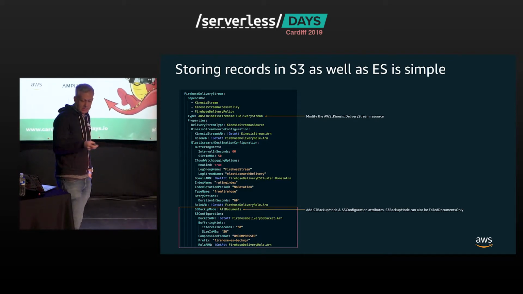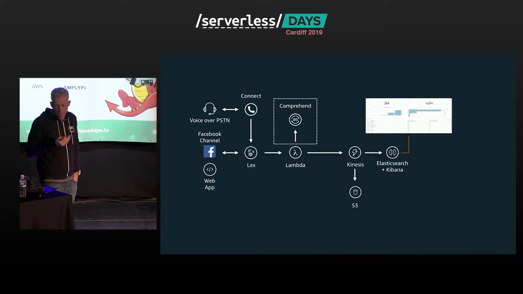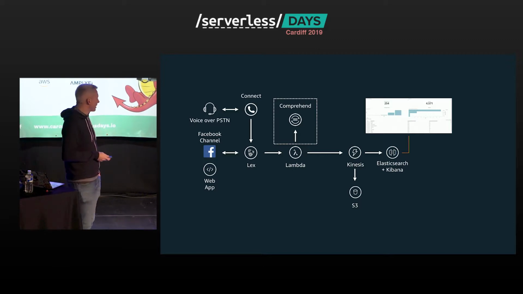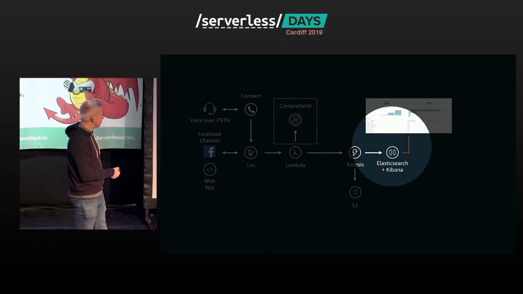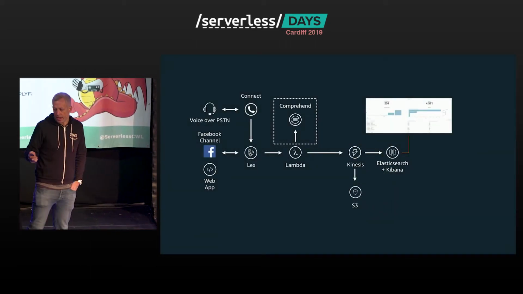So that means that inside my S3 prefix, I end up with files containing all of the records that I've sent into my Kinesis stream. We end up with this sort of architecture where our data is going to 2 places. First of all, into Elasticsearch, and then a secondary copy into S3.